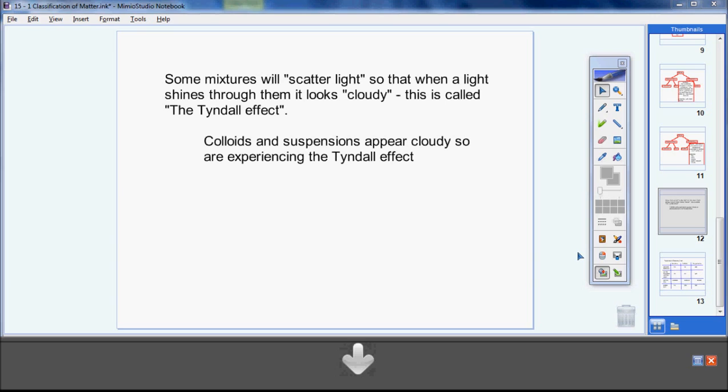Colloids and suspensions appear cloudy, so are experiencing the Tyndall Effect.